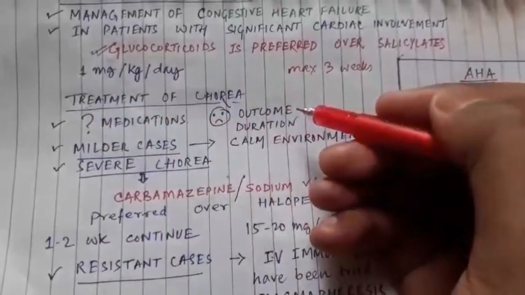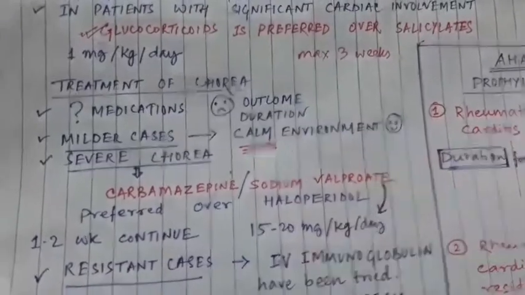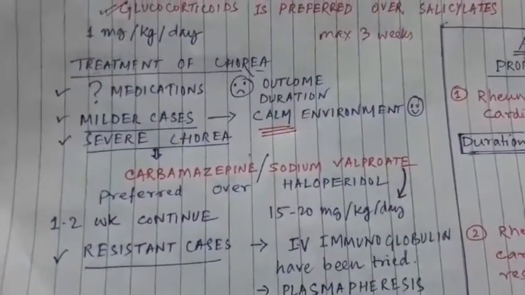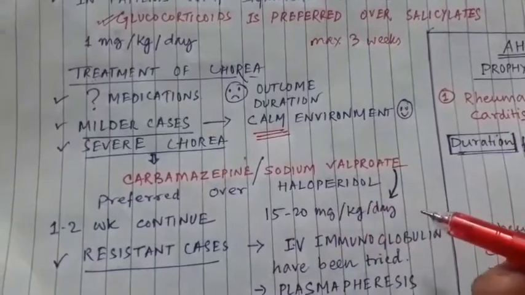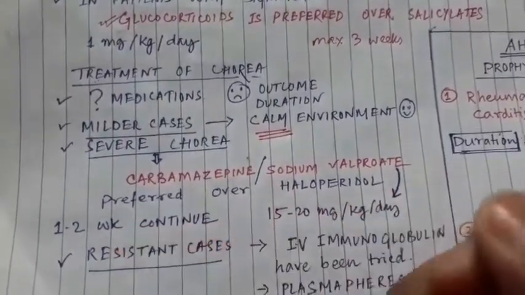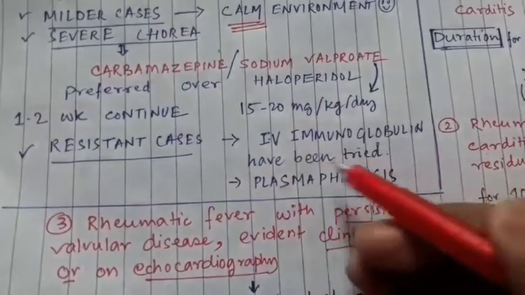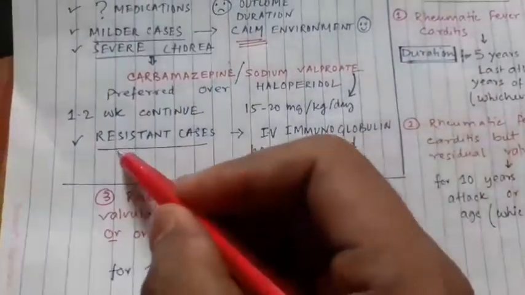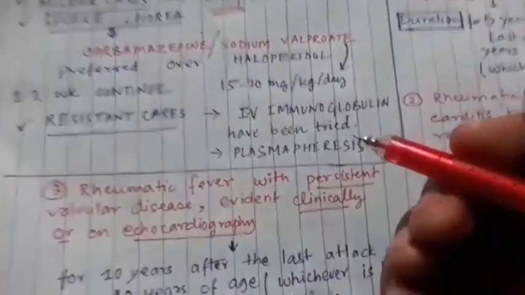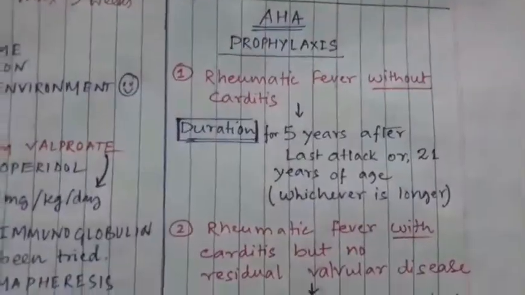For the treatment of chorea, the medications do not alter the outcome or duration of chorea. In milder cases, management is by providing a calm environment, and in severe cases we can provide carbamazepine or sodium valproate. It is preferred to haloperidol, and the medication should be continued for a further 1 to 2 weeks. In resistant cases, intravenous immunoglobulin has been tried, and if it is tried, then it should be limited to the resistant cases, not the milder cases and severe chorea. Another is plasmapheresis.